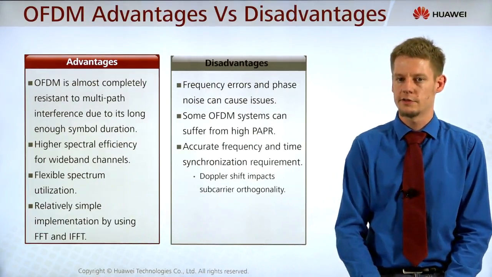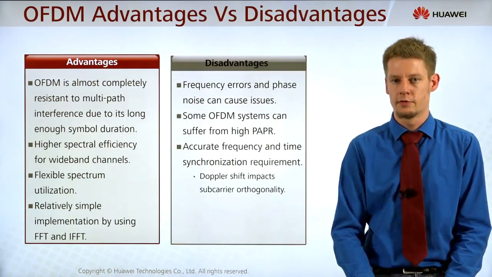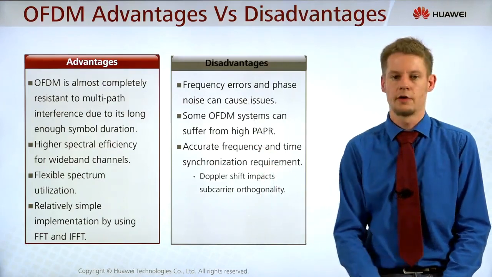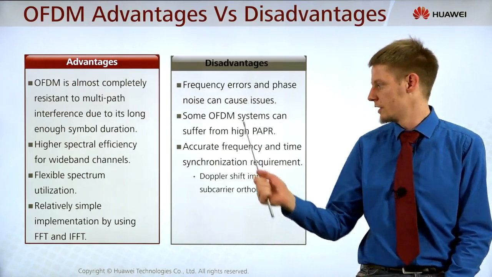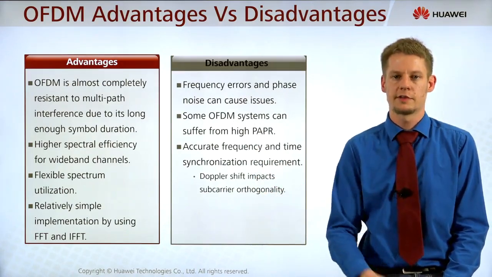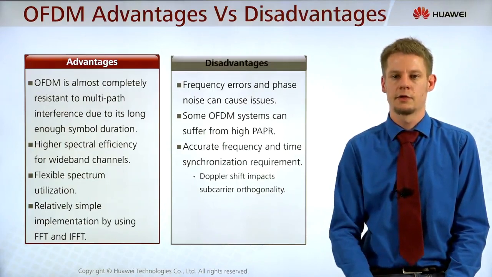The disadvantages are listed here. We have the problem with the frequency offset. We have the problem with the peak-to-average power ratio. And we need the frequency and time synchronization. So also the Doppler shift, for example, might lead to a frequency offset, and this has to be covered.